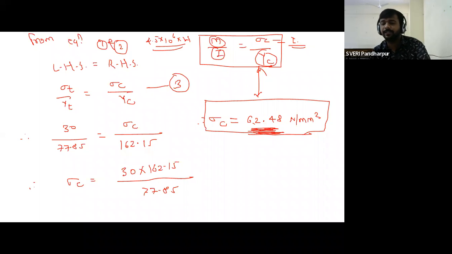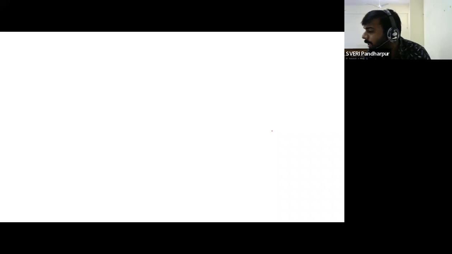The symmetrical I section. You have to draw the figure for the symmetrical I section, where the top flange dimensions and the bottom flange dimensions will be the same. What they have given: 150 mm wide and 200 mm deep.